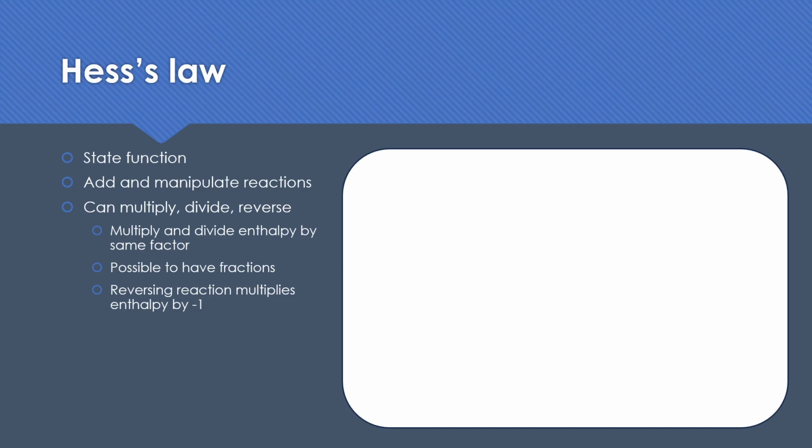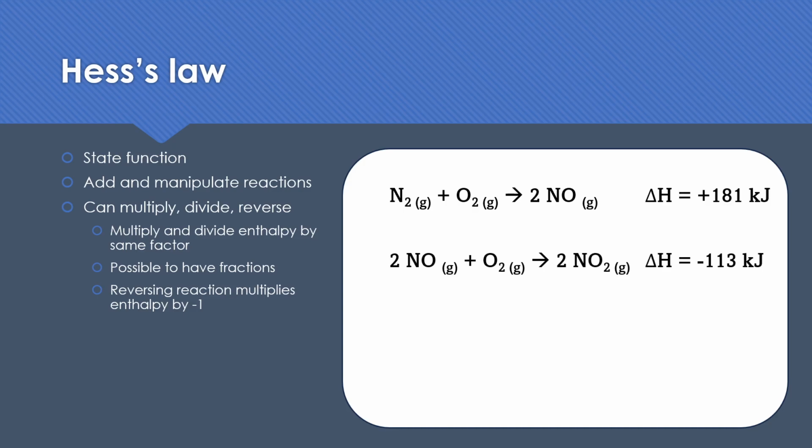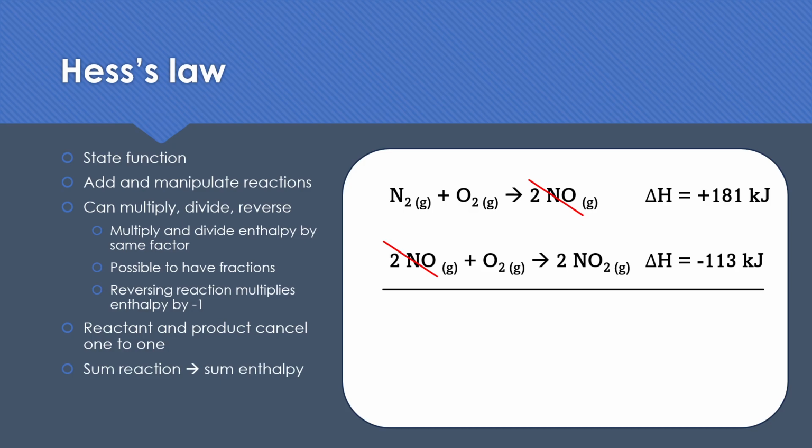All right. So if we have this reaction and we have this reaction, what we can do is sum these reactions. Okay. So I have NO on the products and NO on the reactants, so it's going to cancel 1 to 1. So 2 NOs cancel with 2 NOs. And then I can sum the reaction. So I've got 1 N2 and 2 O2s, and I'm getting 2 NO2s. And the delta H is just going to be the sum of the two enthalpies of the reaction. So 181 plus -113, or plus 68 kilojoules.